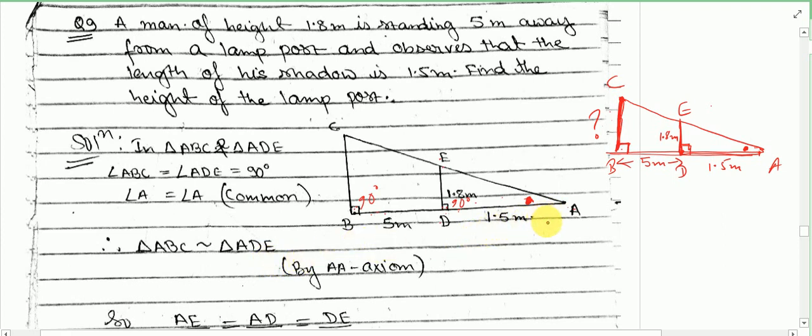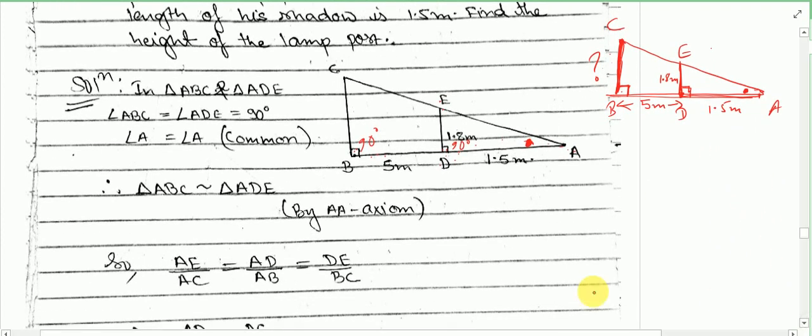So if I take in the numerator the sides of triangle ADE, if I take AD, then corresponding to AD will be AB. If I take AE, then corresponding to AE will be AC. Then if I take DE, then corresponding to that will be BC. Since these two triangles are similar, you will have sides proportional.